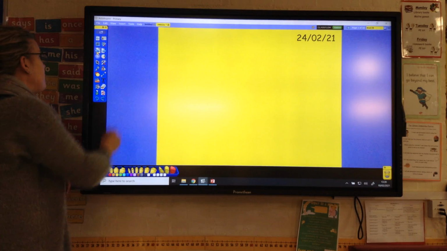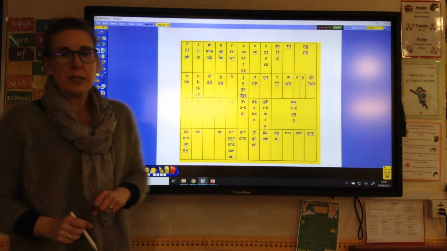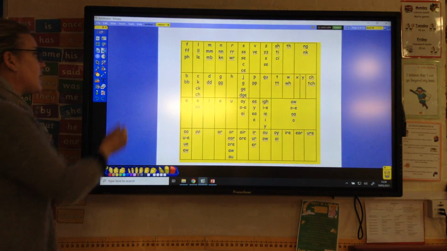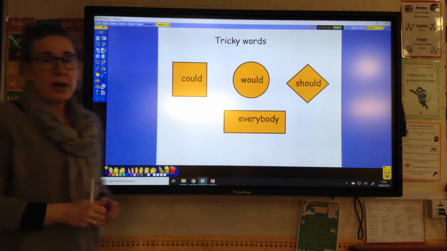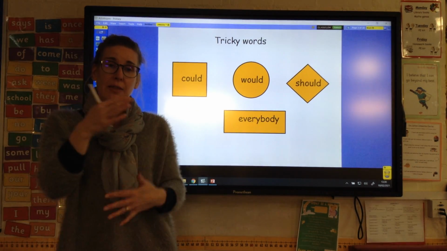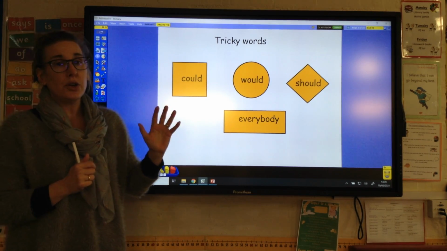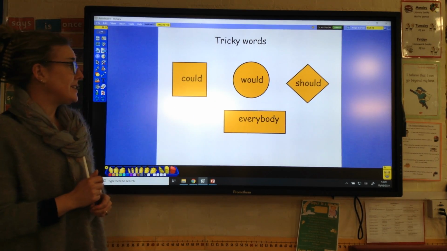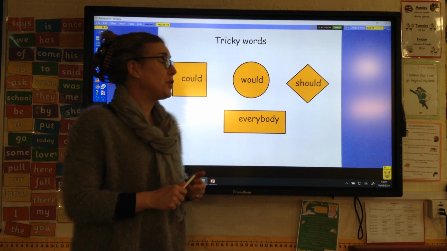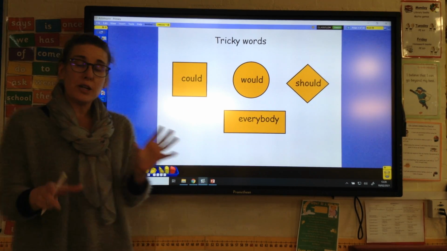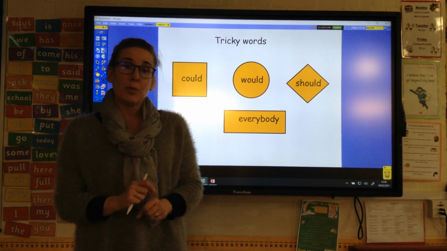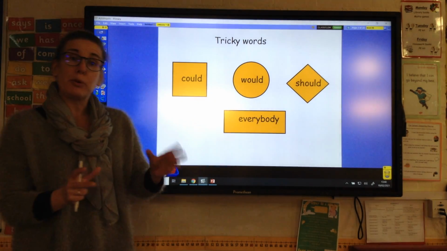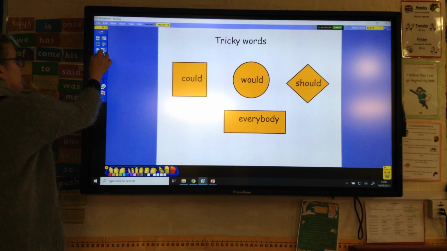So we're going to start off with our phonics today, and we're going to start with our speed sounds. So pause the video, have a quick go through your speed sounds and then see if you can do some out of order. Our tricky words, we've got 3 that belong to the same family and then 1 word that doesn't. So we've got the word could, C-O-U-L-D, would, W-O-U-L-D, and should, S-H-O-U-L-D. Then we've got a compound word, which is 2 simple words added together. We've got everybody, E-V-E-R-Y, B-O-D-Y, everybody. They're put together to make another word.